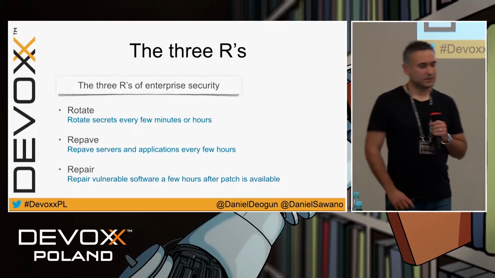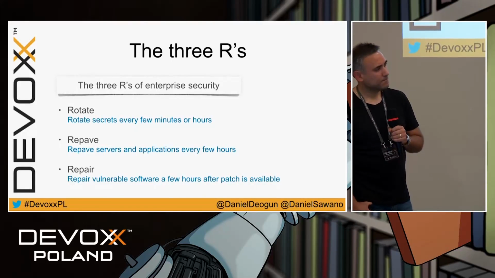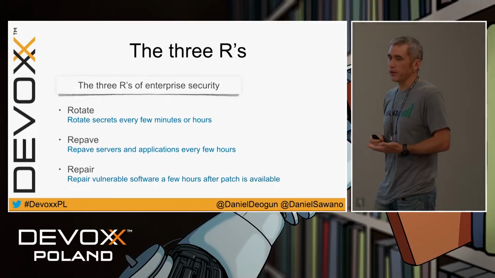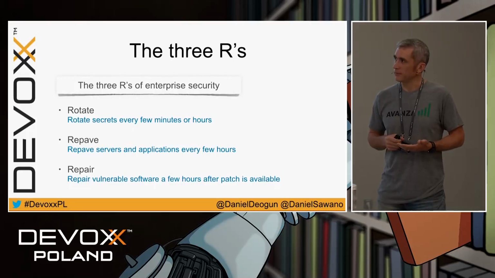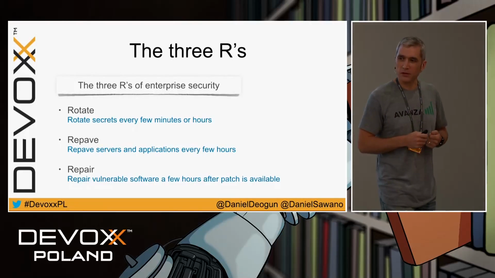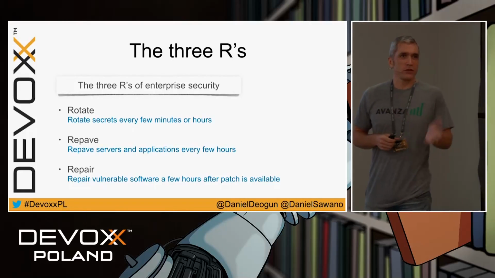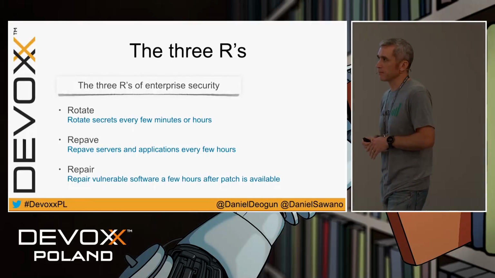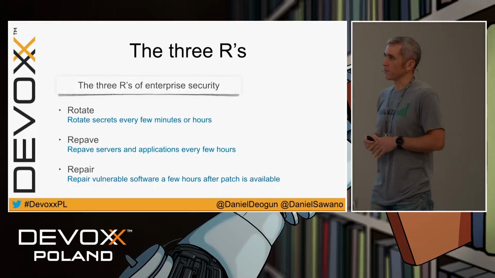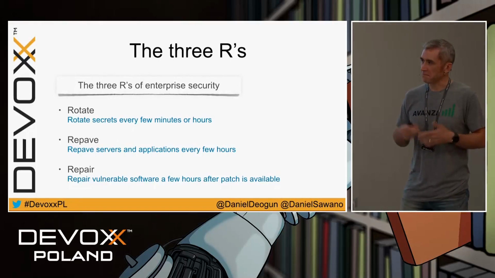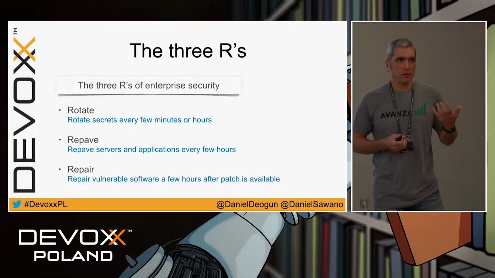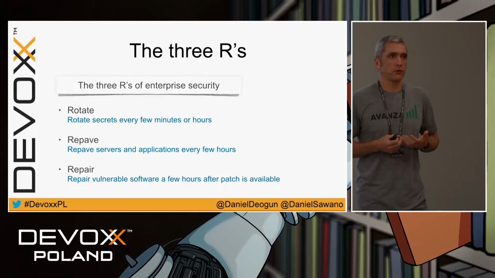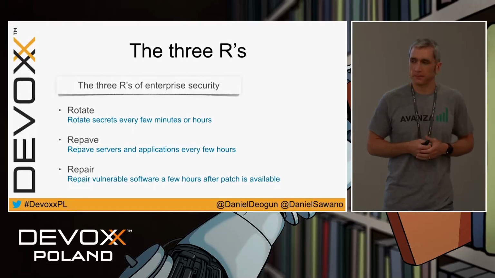Yeah. So the 3 R's basically stand for rotate, repave, and repair. So you want to rotate your secrets every few minutes or hours. What? Okay, that sounds kind of insane. It's going to be cool. All right, we're going to talk about this later. And you want to repave your servers and your applications at least every few hours. You're saying I should take my one down and bring up the same thing? Pretty much, yeah. And then you should repair vulnerable software within a couple of hours from when a security patch has been released.